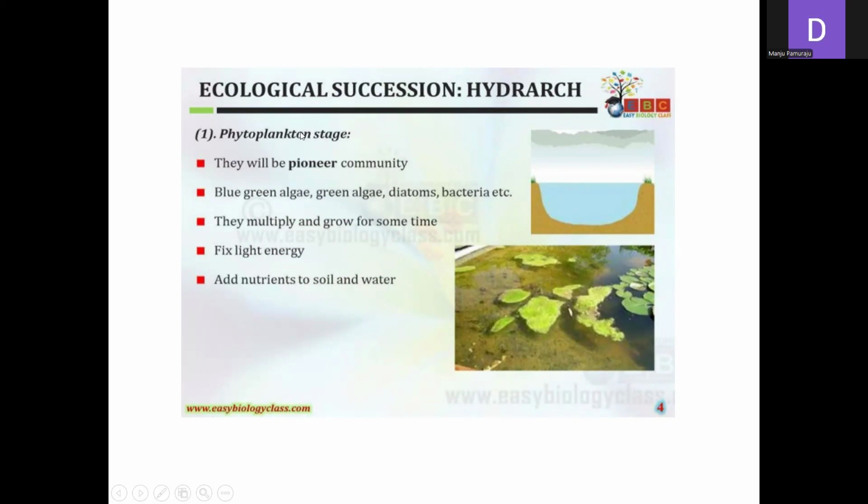Phytoplankton stage. They multiply and grow for some time, fix light energy and add nutrients to the soil and water on the water body. So first these lower organisms like blue-green algae and green algae start growing in this water body, and they multiply and grow for some time. They fix light energy and also add nutrients to the soil and water.